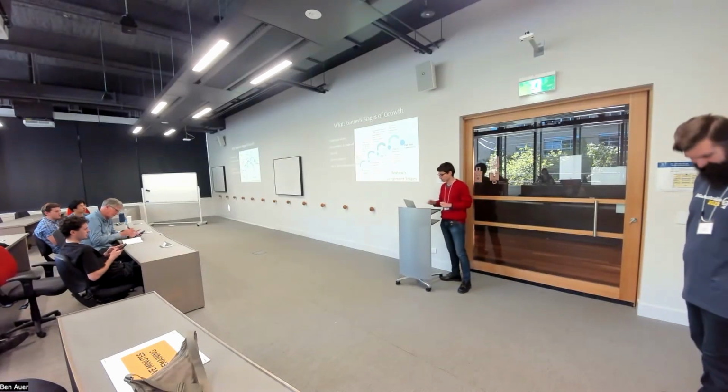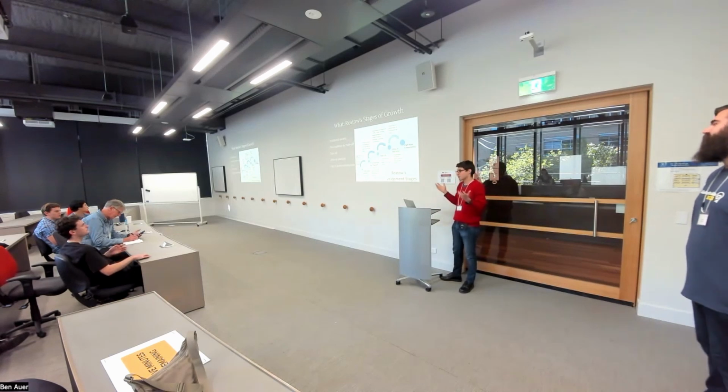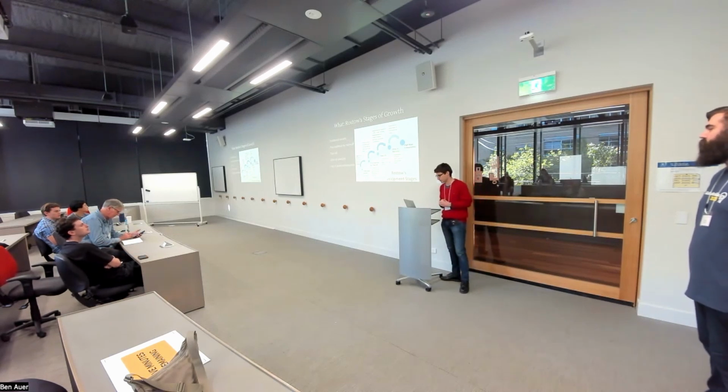Anyway, let's move on to the next slide. So this is the question: why isn't the whole world developed? Why such a massive difference in levels of income?